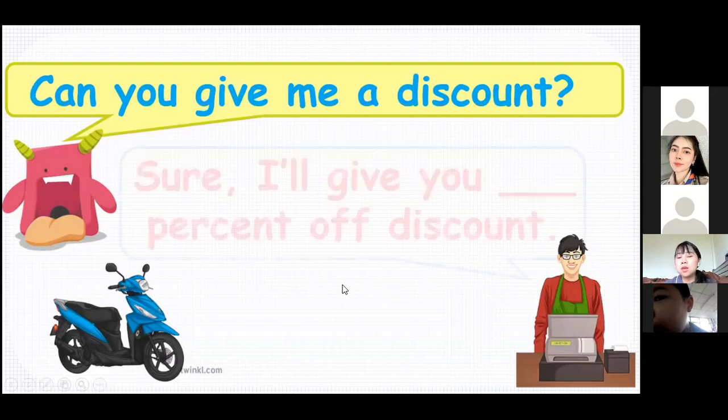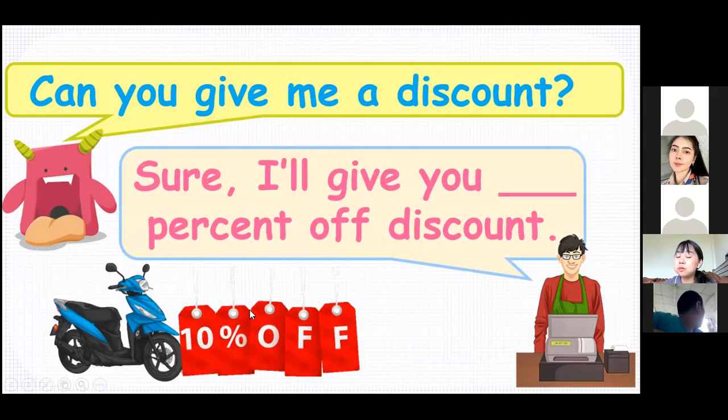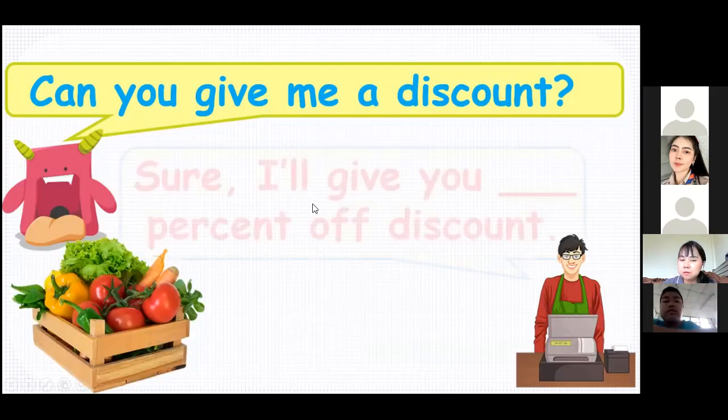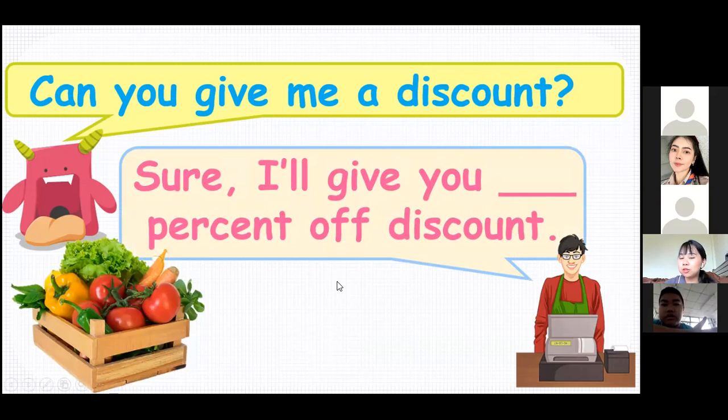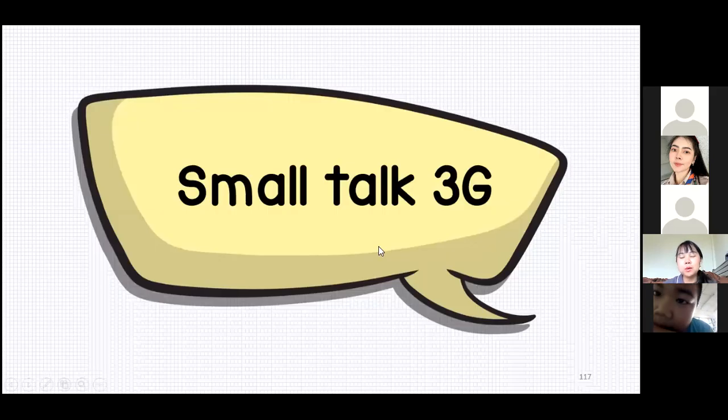Next one. Can you give me a discount? Sure. I'll give you 10% off. Very good. I'll give you 10% off discount. Can you give me a discount? Sure. I'll give you 90% off. 90% off discount. Very good. Let's move to small talk.